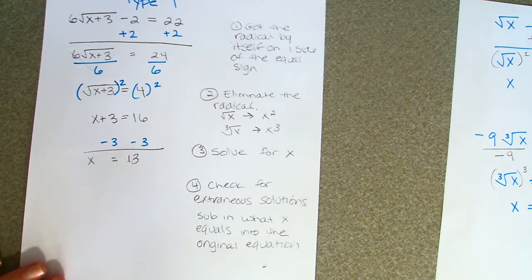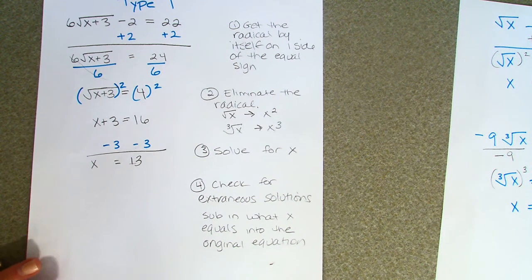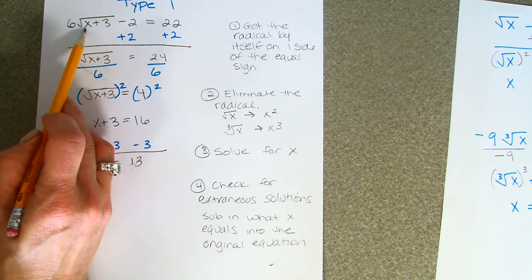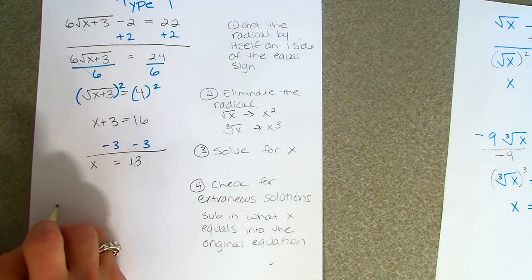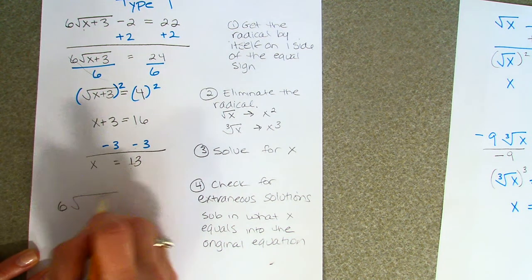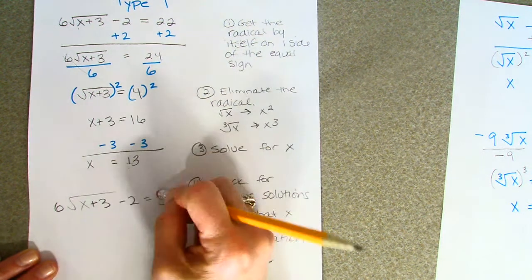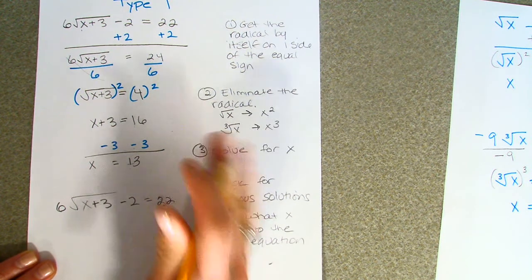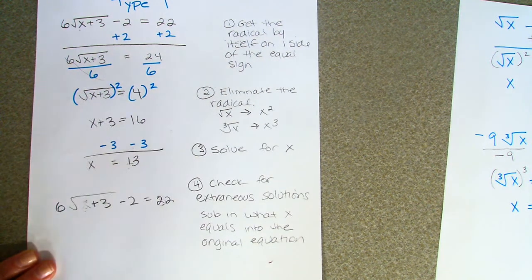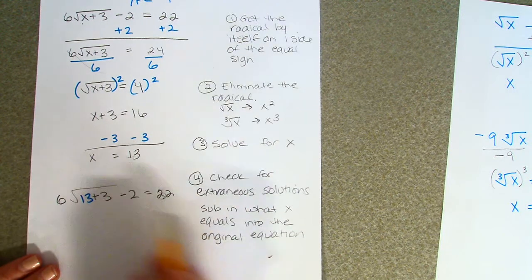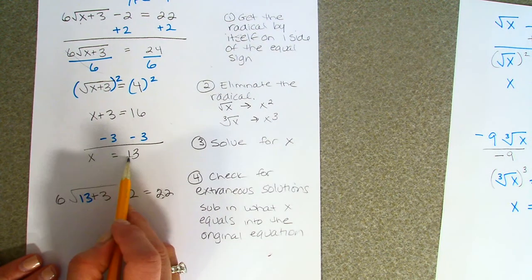Remember, if I am writing too fast or moving too fast, you can always pause and write down what you need to write down. All right, so let's check for the extraneous solution. So we got x equals 13. We're going to go back to our original equation, which was 6 radical x plus 3 minus 2 equals 22. But where this x was, I'm going to put 13 now, because that was my original solution, that 13.